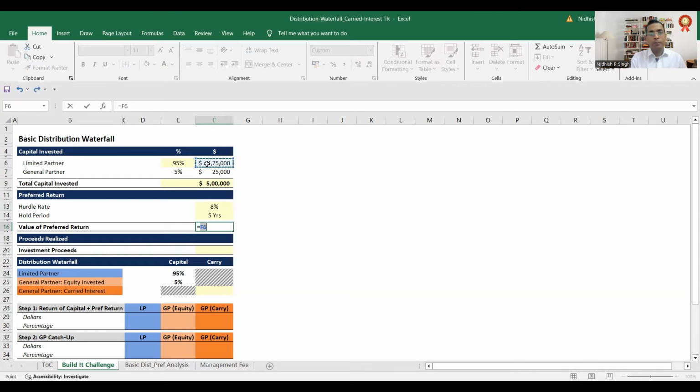We take the principal invested by the limited partner, the original capital, multiplied by 1 plus the hurdle rate, to the power of how much? 5 years, right? So 5 years. And don't forget to subtract the original amount, which is 475,000. So here we go. This is the preferred return.